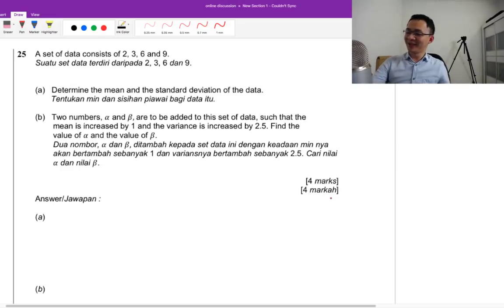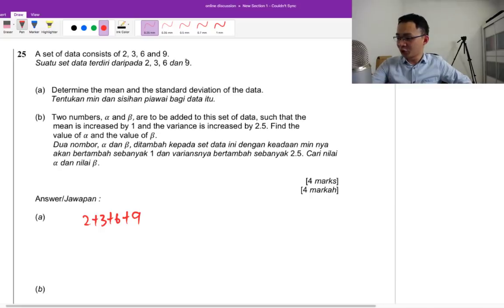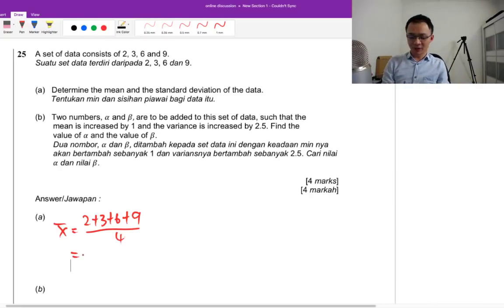Yeah, so let's do this one. Statistics for paper 1. Okay, so determine the mean and standard deviation for the data. In order to do the mean and standard deviation here, the mean should be quite easy. So for the mean, I will just do 2 plus 3 plus 6 plus 9 divided by 4 numbers. This is how I do my mean. You can use the calculator. 2 plus 3 plus 6 plus 9 divided by 4 is 5. Very nice number.